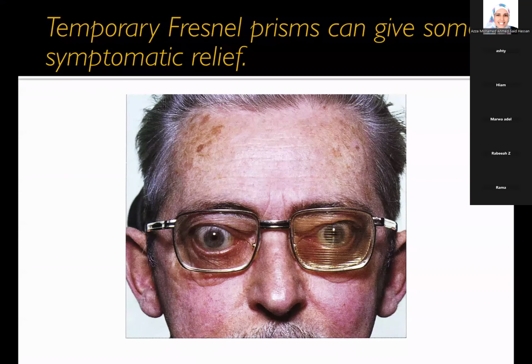As I mentioned, in the management of diplopia, sometimes we relieve the diplopia temporarily by using a Fresnel prism that can give some symptomatic relief in the meantime until we implement our treatment plan. This patient most probably has dysthyroid ophthalmopathy. We can tell through the bilateral retraction of the upper lid, which is clearly there, and some degree of proptosis as well. So he probably has some double vision. That's why he's wearing a Fresnel prism on his left eye to relieve his diplopia.